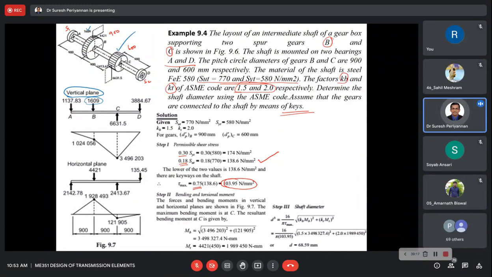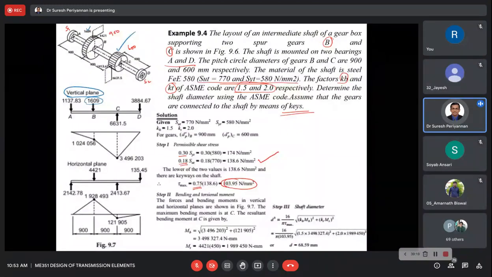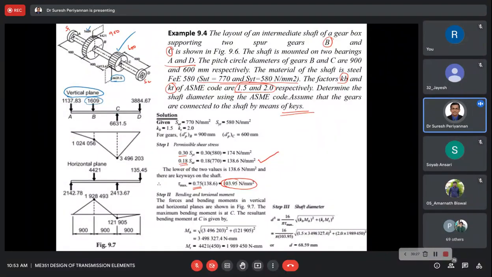Now, what is the vertical load acting on the gear? The small gear: what is the vertical load acting here on the small gear? 6631.5 is the vertical load in the upward direction. Here the upward direction is acting. In the first gear, it is the downward direction.